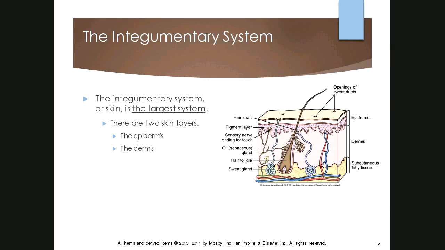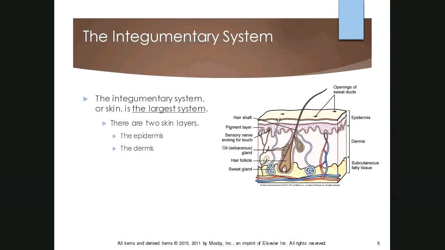So the next one is a little more important here. We're going to go over the integumentary system, or the skin. Okay, it is the largest organ that we have, so we call it the largest system either way. There are basically the top 2 layers, the epidermis and the dermis. And as we age, the epidermis and the dermis start to thin, and it makes the elderly more prone to skin tears.